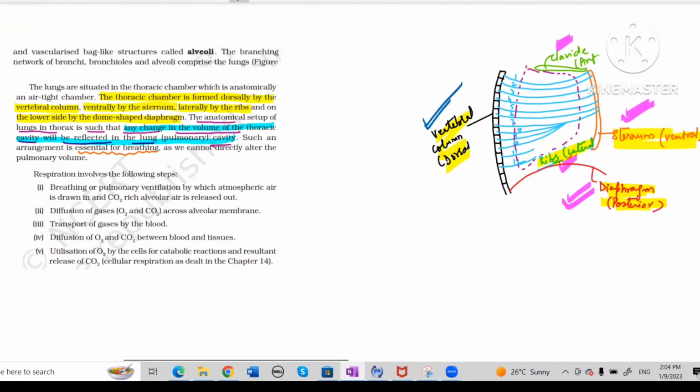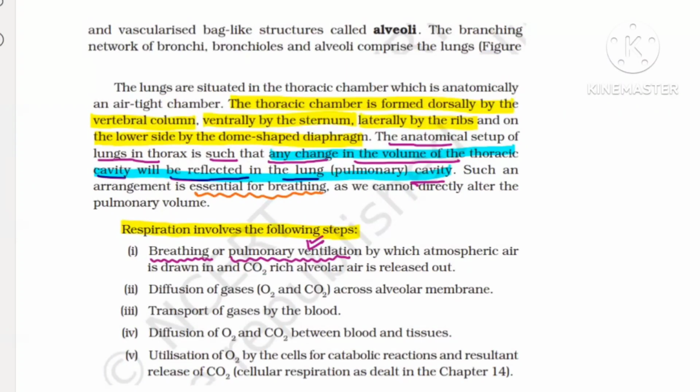Now, the next very, very important question. Please focus. Respiration involves how many steps? See carefully. The first step is known as breathing, also known as pulmonary ventilation. Pulmonary ventilation is the method by which air is brought from the atmosphere into the alveoli. Up to the alveoli, the reaching of the air is known as breathing or pulmonary ventilation. If you remember, we say people are on a ventilator. It means oxygen is provided up till the alveoli.